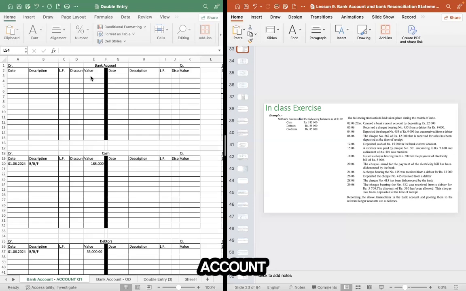Open a bank current account by deposit of 22,000. What could be the other account? Give it a try. Give it a shot.